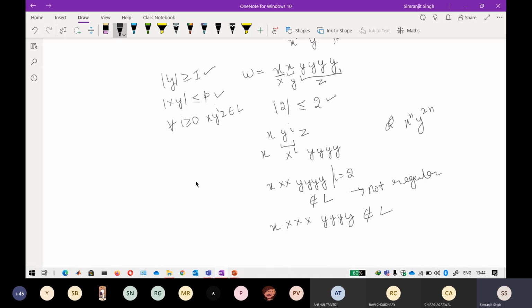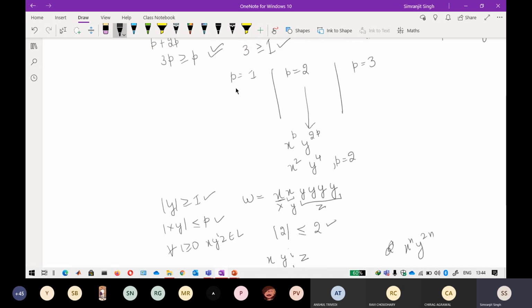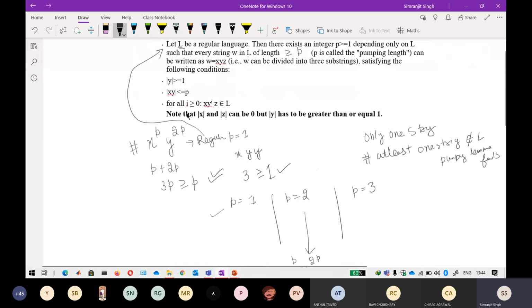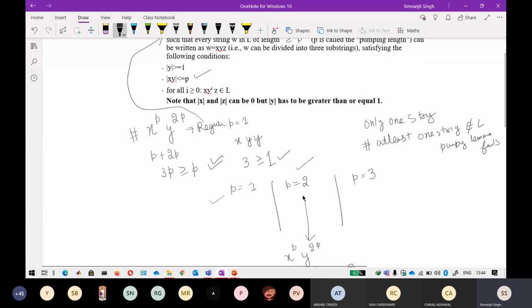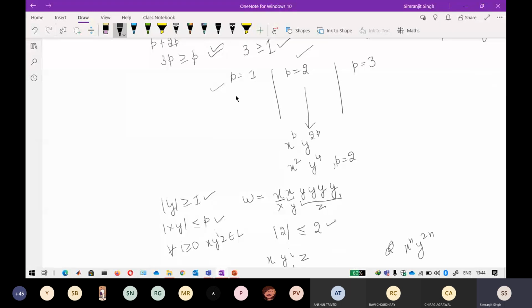Okay, so again you can do this with p equal to 1 also. For doing this, you have to have the value of x as 0, to satisfy the condition that the length of xy should be less than or equal to p. That is the only condition. That is why I always prefer p equal to 2, as most of the strings you will find here work with it. Again, if you do it with p equal to 1, that is not wrong, that is also correct.